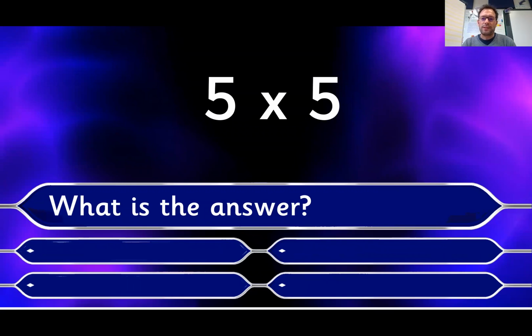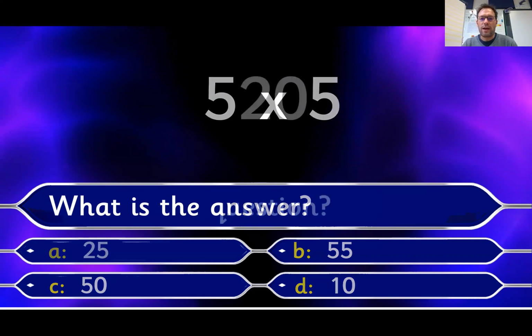And then on to the next one. 5 times 5. What is the answer? Is the answer A, 25, B, 55, C, 50, or D, 10? Jot down your answer. And the answer is 25. Well done if you had that one correct.